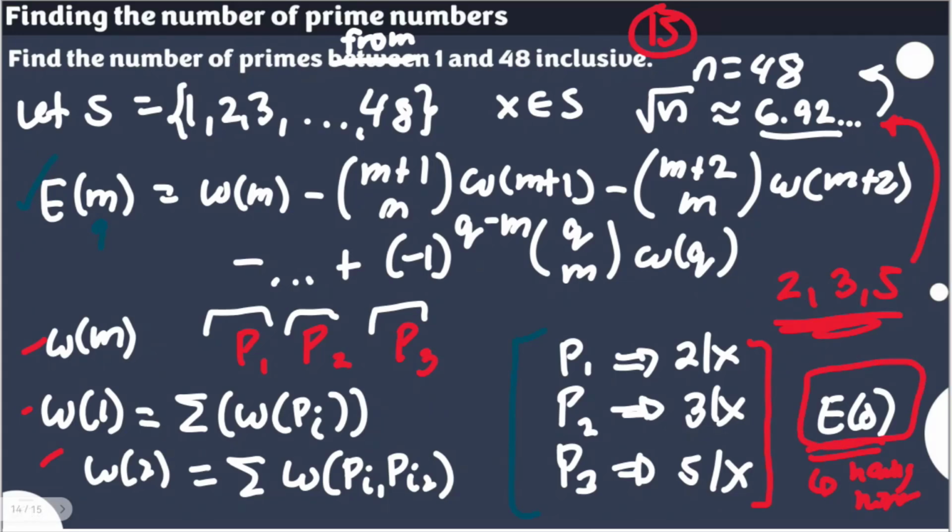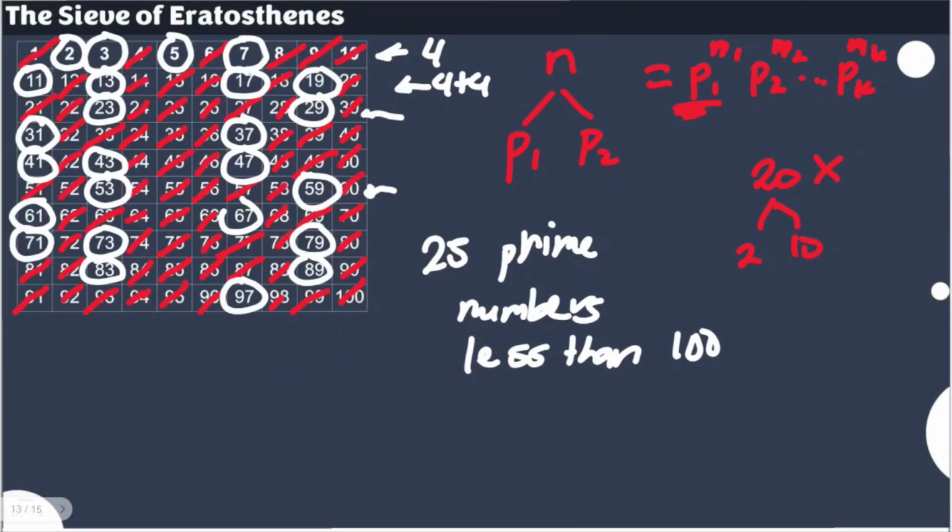Now, if you're not convinced with this, let me return to the previous page. This was our result earlier in the previous video when you talk about the sieve of Eratosthenes, talking about the prime numbers between 1 to 100. So 48 is somewhere here. This is where 48 is located. So how many prime numbers are there? You have 1, 2, 3, 4, 5, 6, 7, 8, 9, 10, 11, 12, 13, 14, 15. So less than 48, there are really 15 prime numbers.